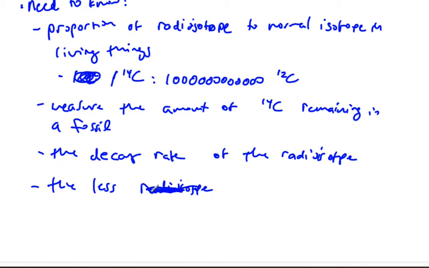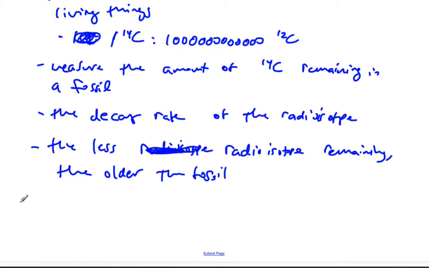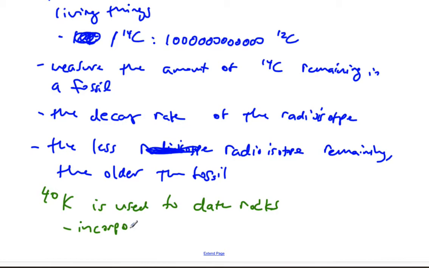radioisotope is impossible to spell, just like rocks. The less radioisotope remaining, the older the fossil. Carbon-14 is typically used to date fossils from things that were once living. Potassium-40 is used to date rocks. Potassium-40 is incorporated into igneous rocks when they are still magma, and then when they form into rocks, the potassium-40 is no longer incorporated. By the same principle, knowing how much potassium-40 there is relative to normal potassium, measuring how much is remaining, and knowing the decay rate of potassium-40, you can determine how old a rock is. The decay rate for potassium-40 is much slower than for carbon-14.